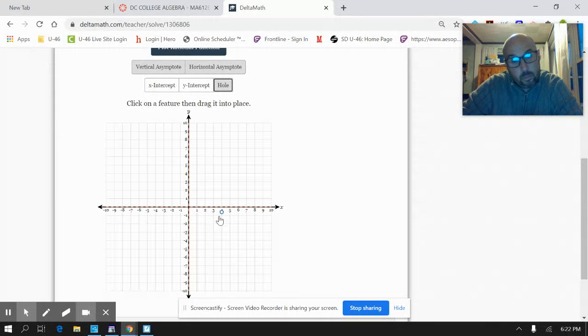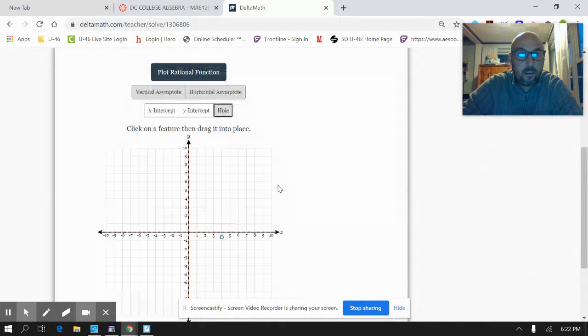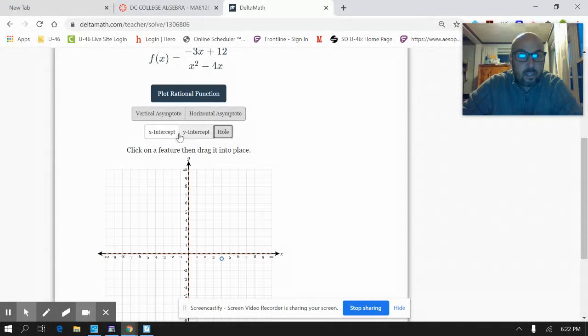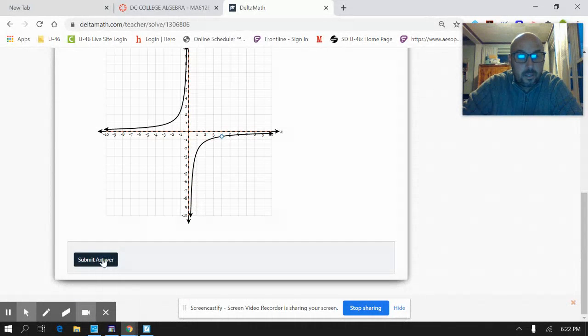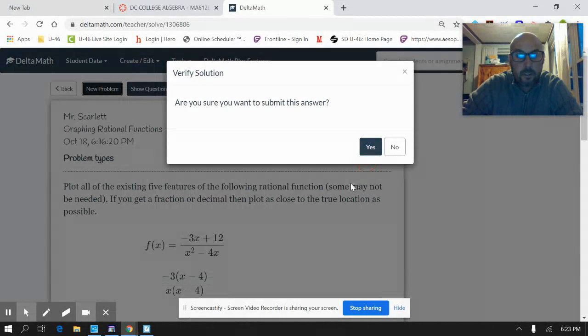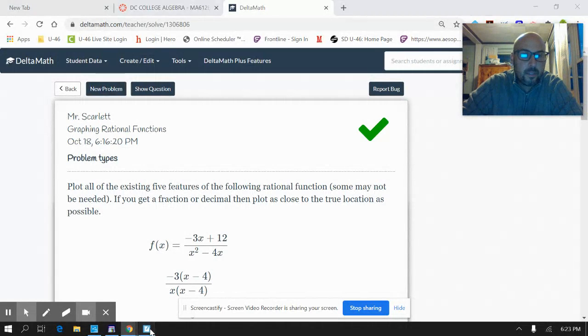Looks like it's going to go through this hole, but remember there's going to be an empty ordered pair right there. And based on these 5 things, I can only graph 3 of them. And I just press plot rational function, and it fills it in for me. Submit my answer, cross my fingers, and yes, I got it.